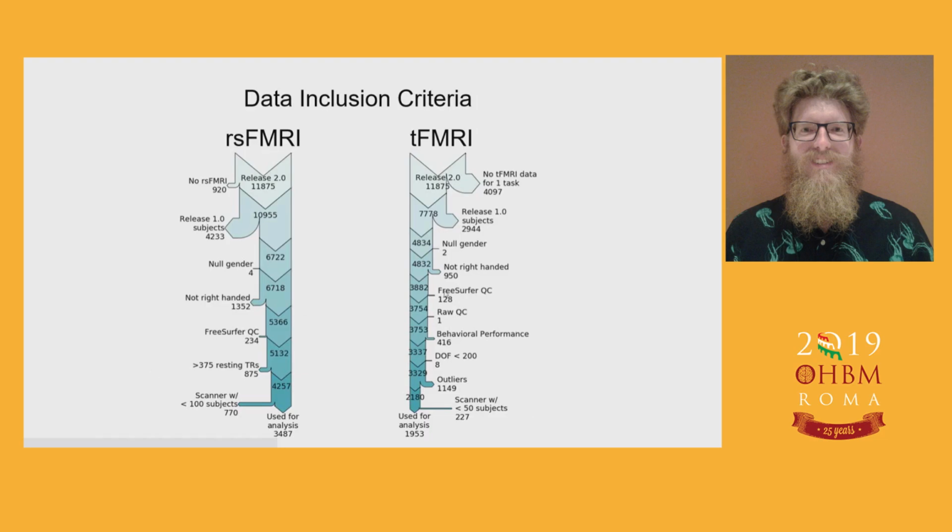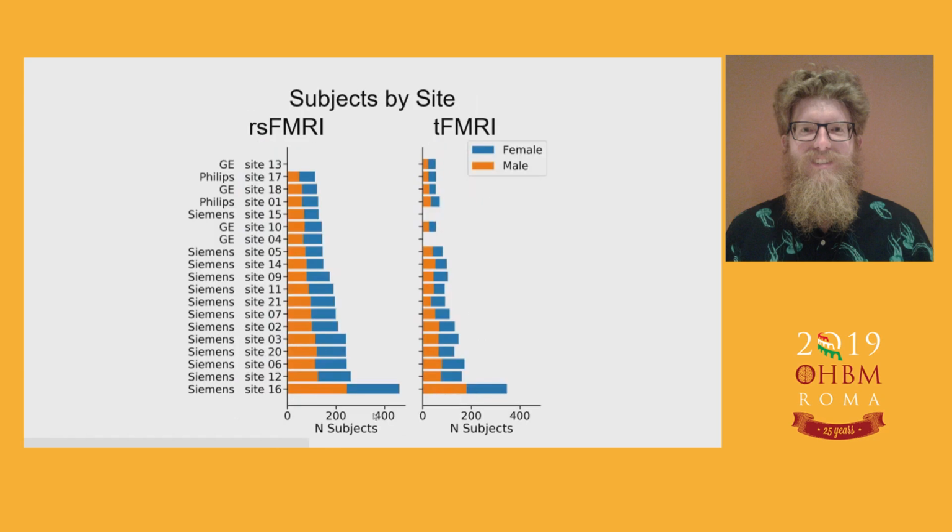Task-based fMRI, that number has gotten so small there at the end because I'm requiring that every subject I use have data for at least one run for 3 tasks. And so that ends up being a fairly strict filtering. So we end up with about 3,500 subjects for the resting state and about 2,000 subjects for the task-based data.